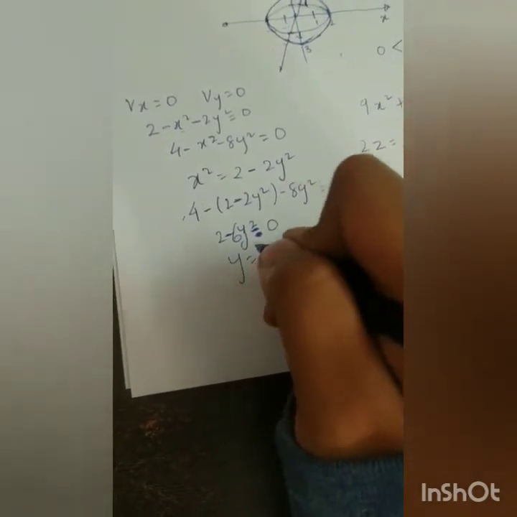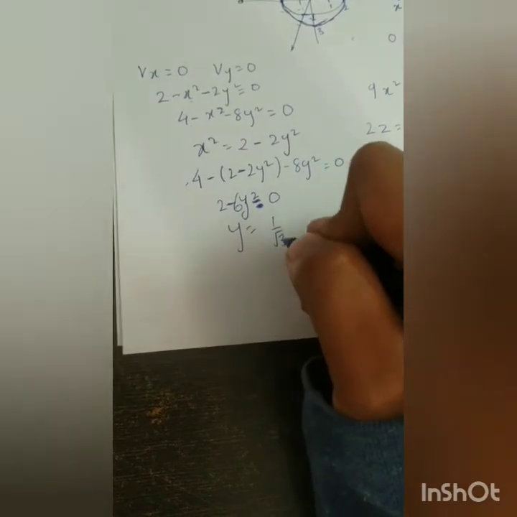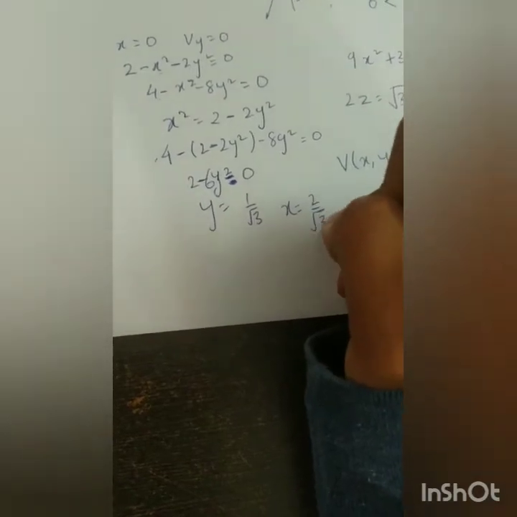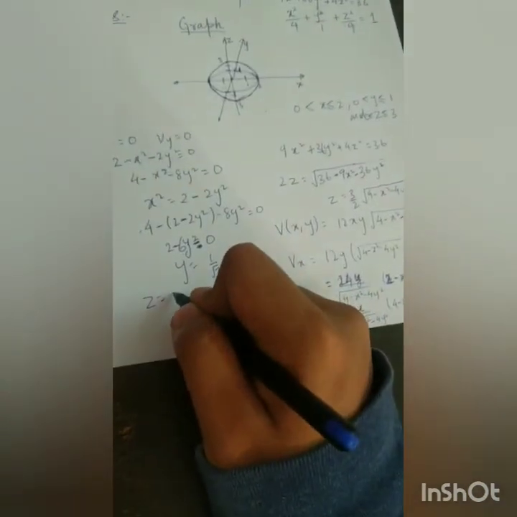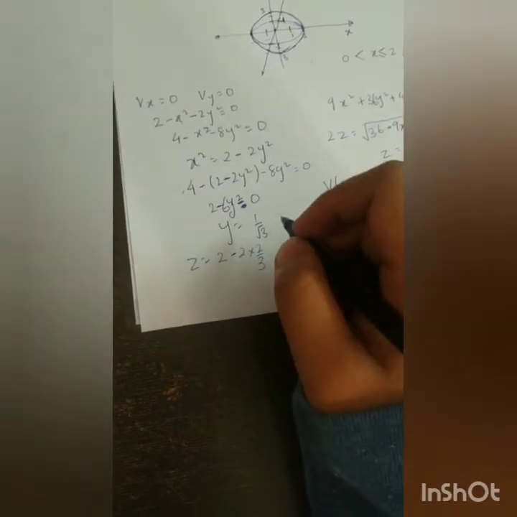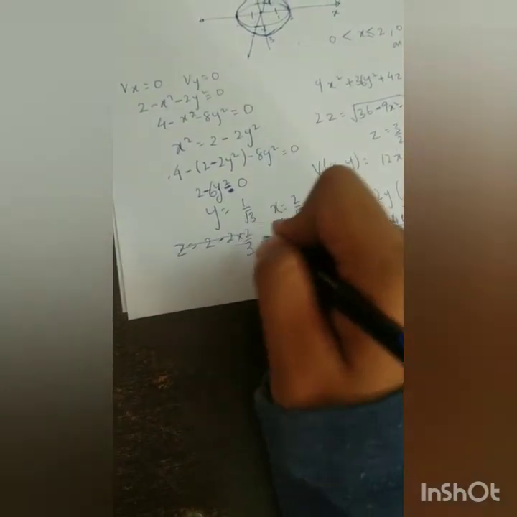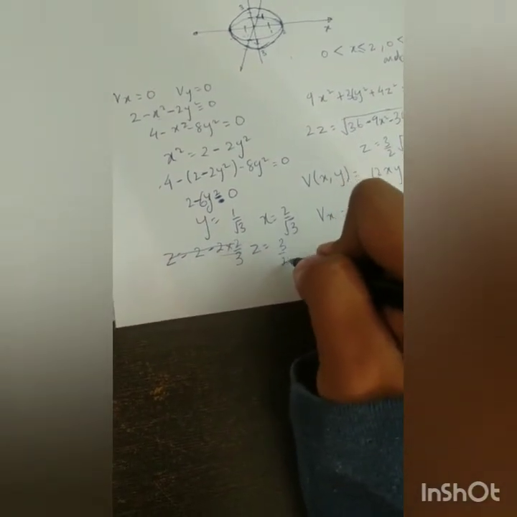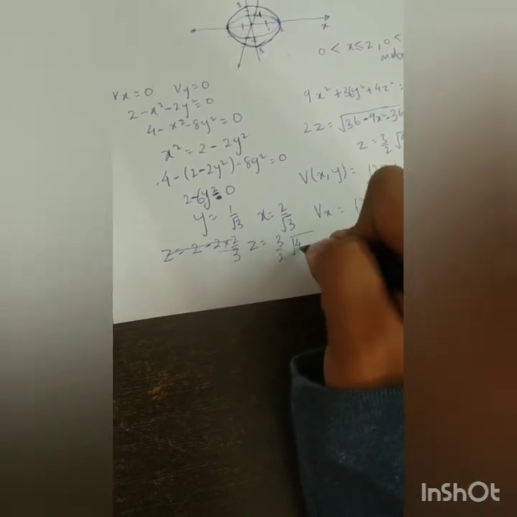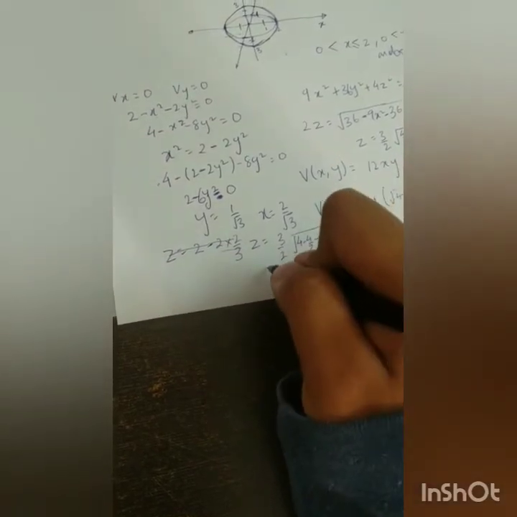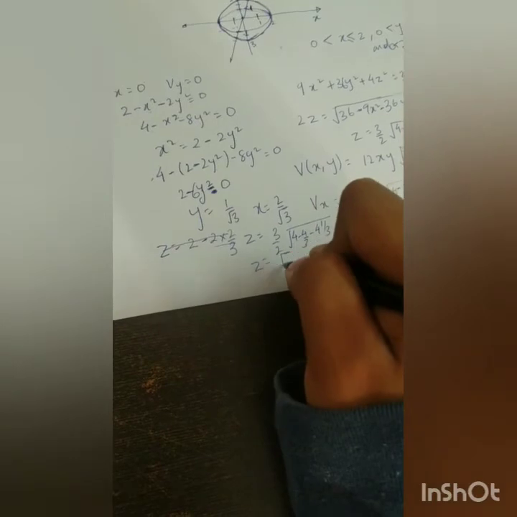And we would get y = 1/√3, and therefore we would get x = 2/√3, and then z = 3/2 √(4 - 4/3 - 4·1/3), therefore we would get z as √3.